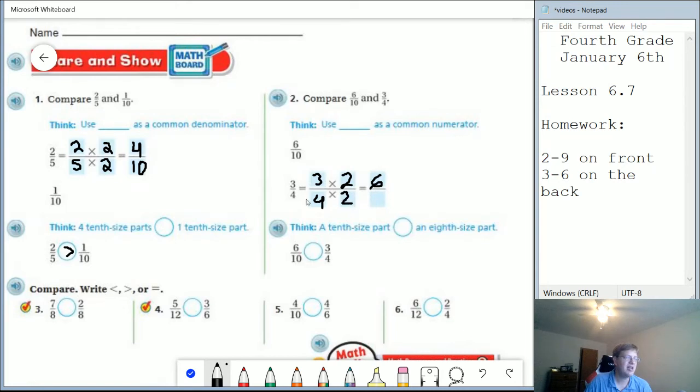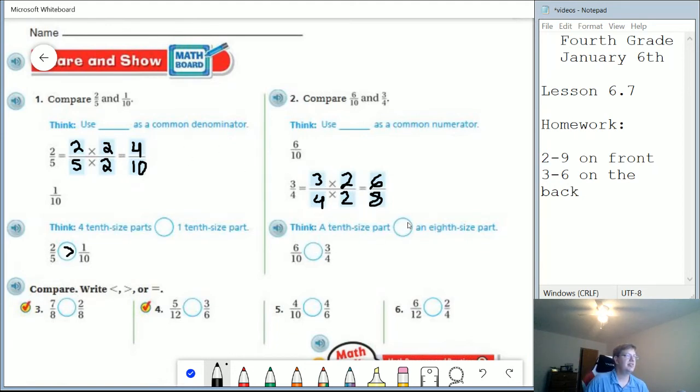But if I do that, this 3/4 is going to be 6 parts out of 8 instead of 6 parts out of 10. And so again, if I'm comparing the size of a 10th size part to a part that is 1/8 size, my 1/8 size is going to be larger than that. So if we're counting the amount that we already have, then 6/8 is going to be larger than 6/10.